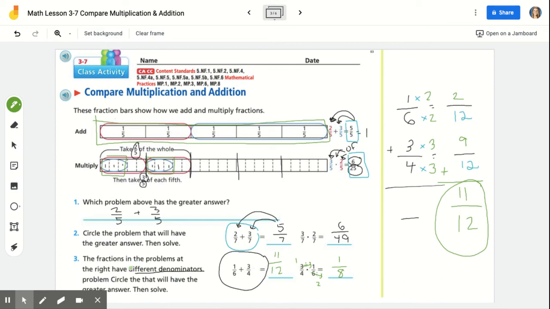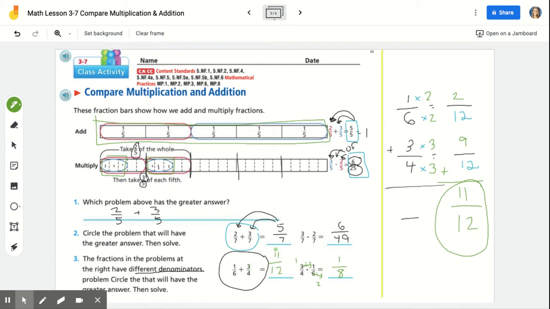And now we're going to go back to the problem, circle the one that has the greater answer. We predicted our addition problem would have a bigger answer. Does it? Is 11/12 bigger than 1/8? Yes, in fact it is. This is much closer to 1 whole. This is closer to 0. 11/12 is bigger. Yep, that does make sense.